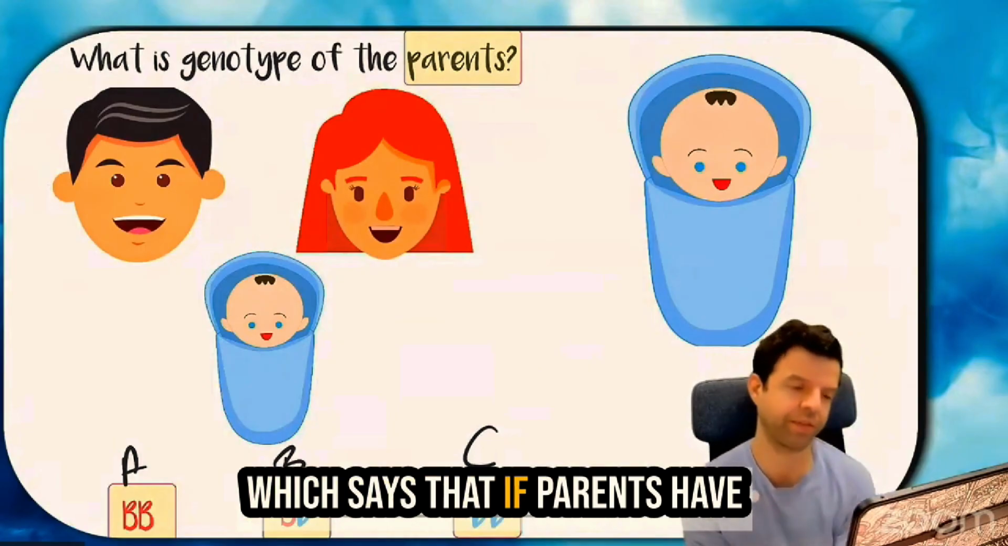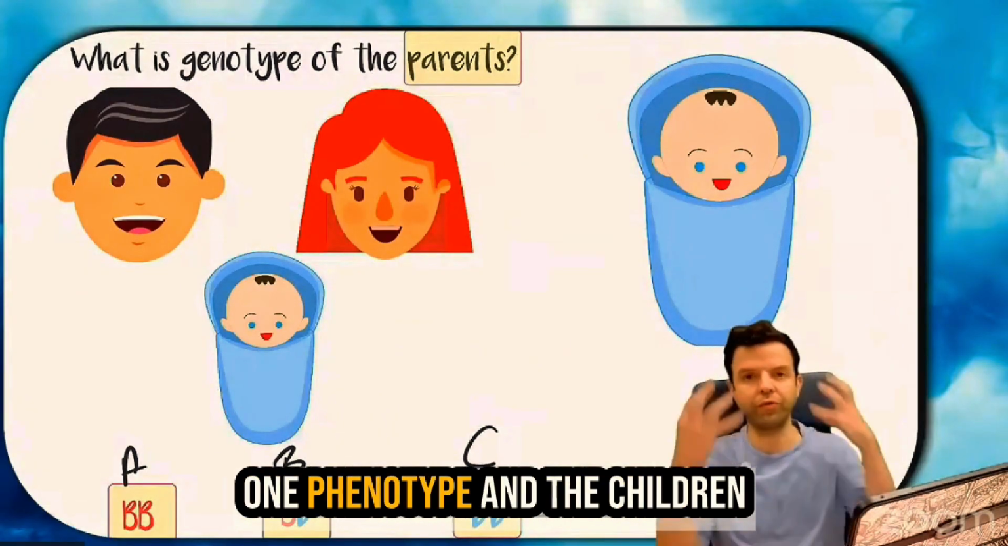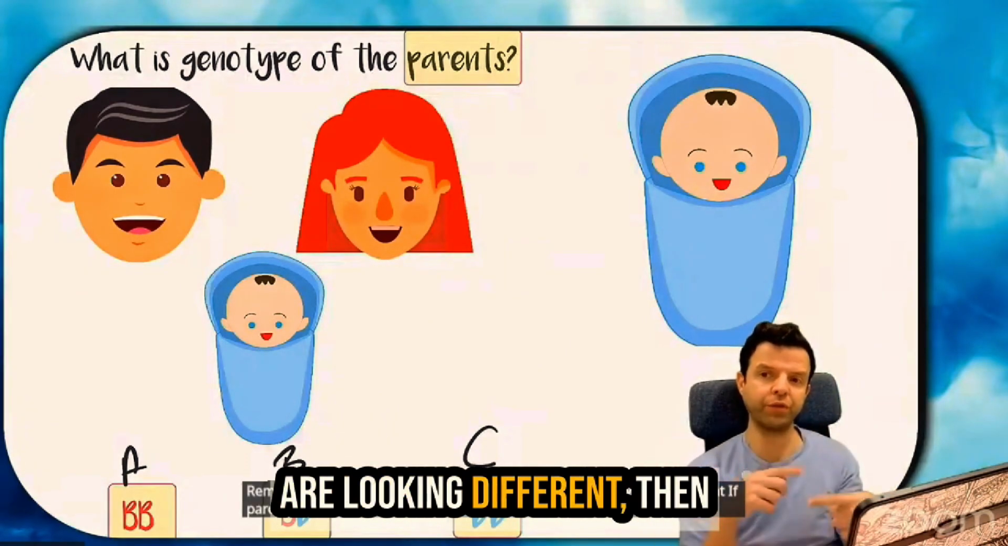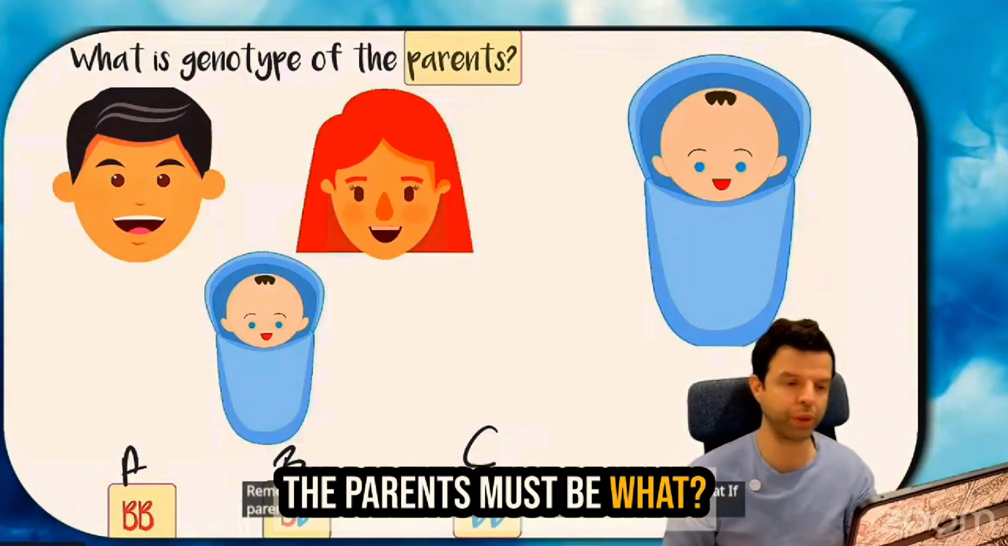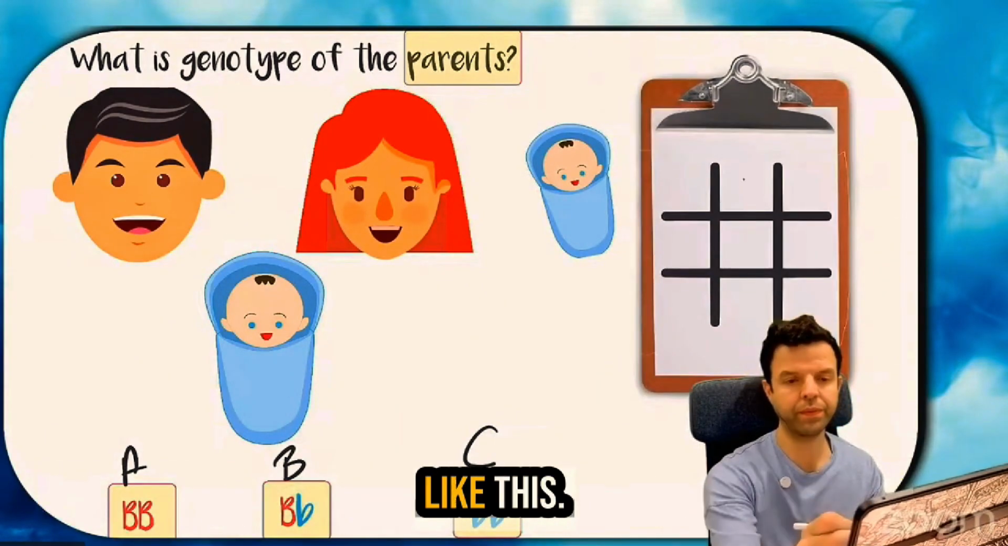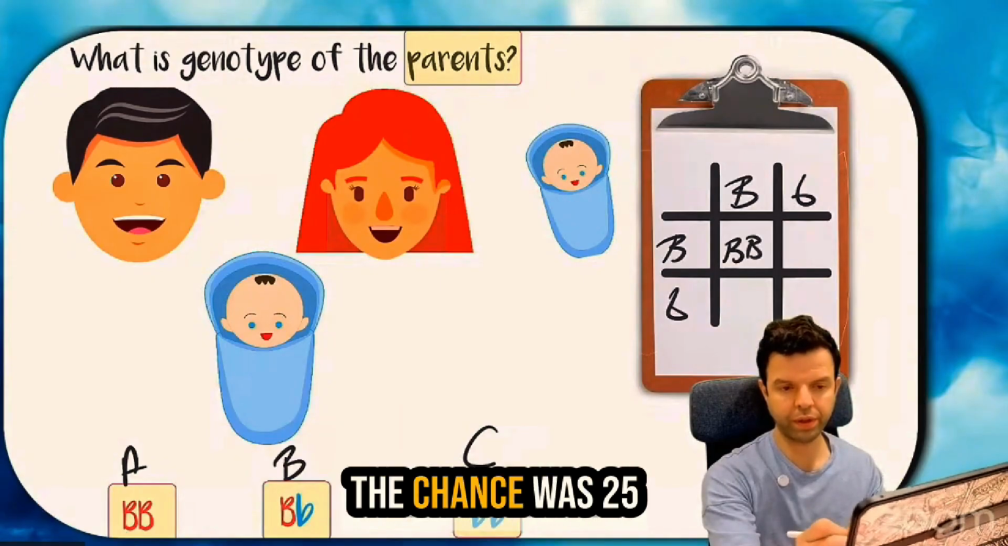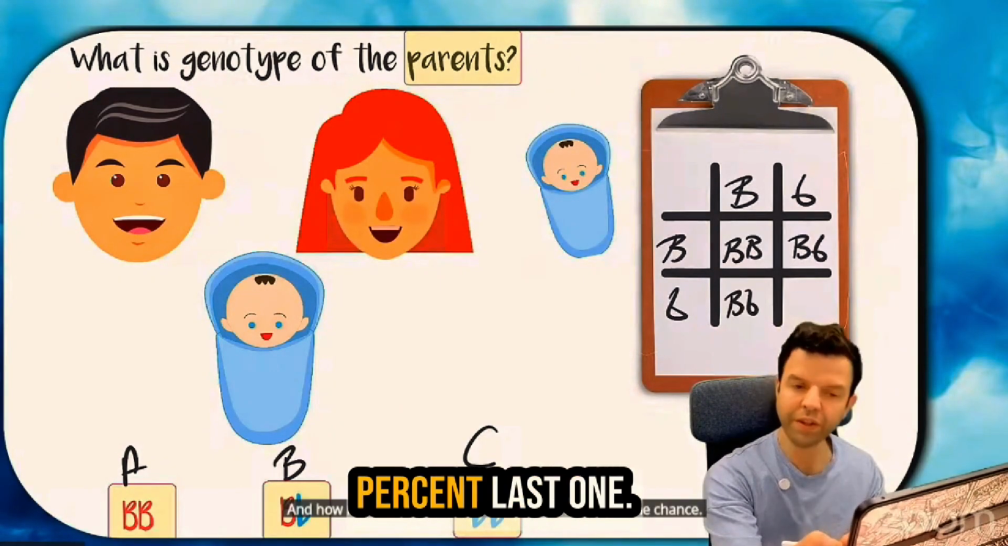We say that if parents have one phenotype and the children look different, then the parents must be what? They must be capital B small, right? Like this. And how much was the chance here? The chance was 25%.